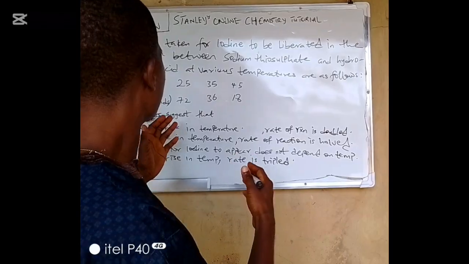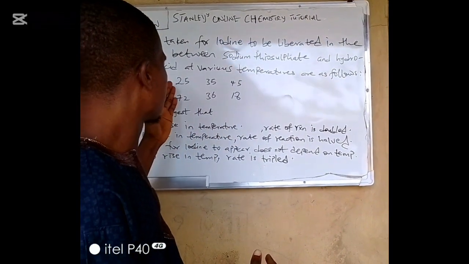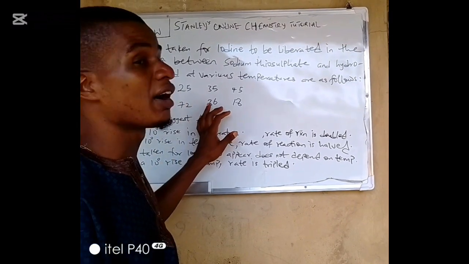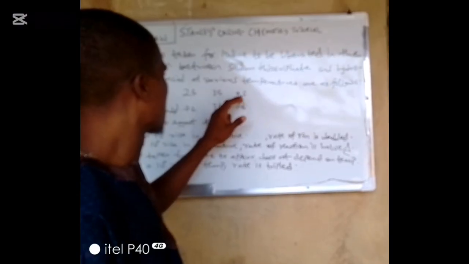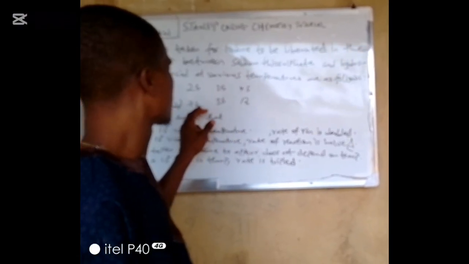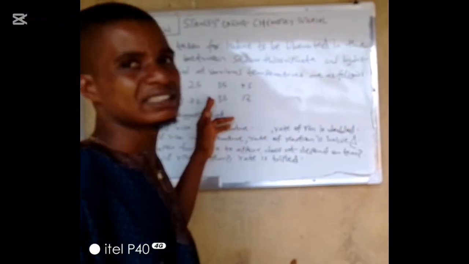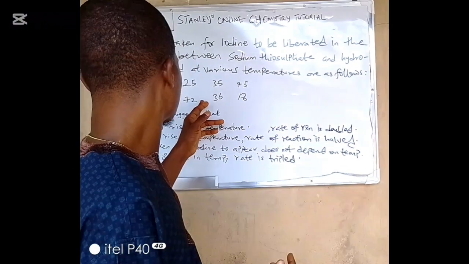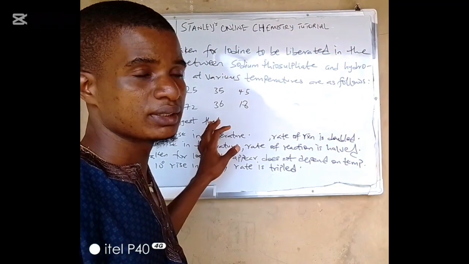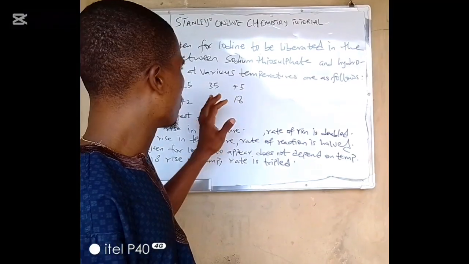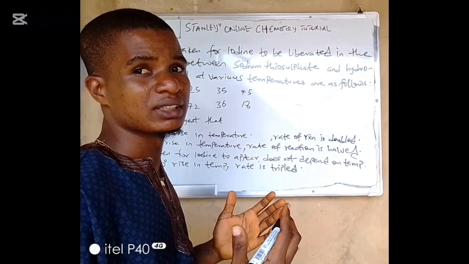Now, if we follow the data given to us, we are seeing a halving process, from here to here, here to here, right? It is halving: 72, 36, 18. But even though it's halving, what is halving is time. Remember, the question is asking us about rate, but what we are observing that is halving is time. Does rate and time mean the same thing?